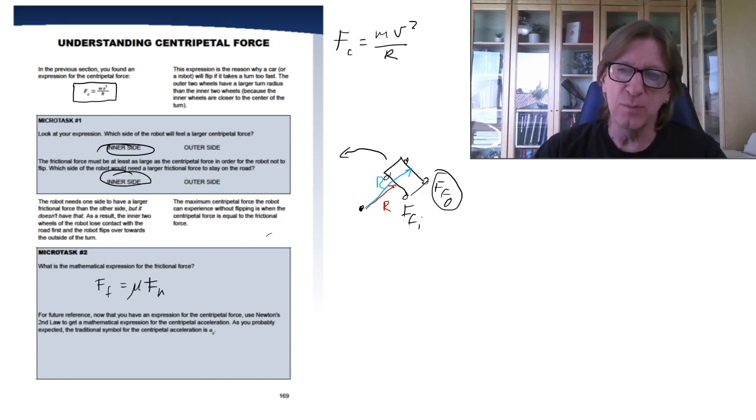Mu, though, can either be the coefficient of static friction or it can be the coefficient of kinetic friction. Which should it be in this case? Well, it's moving, right? So it's definitely going to be that coefficient of kinetic friction. So there's our force of friction.